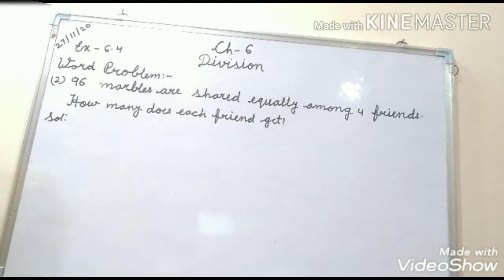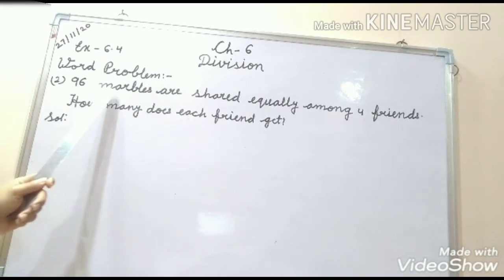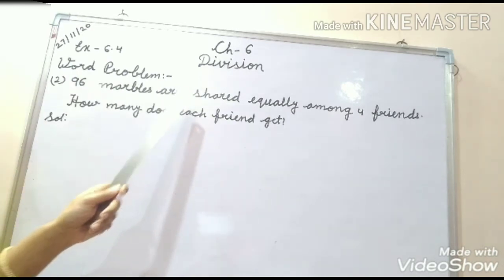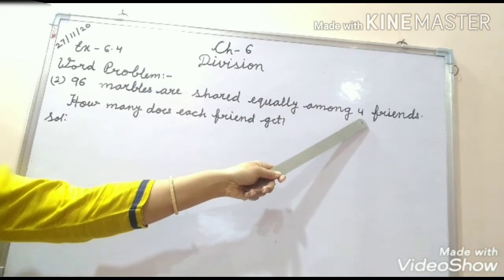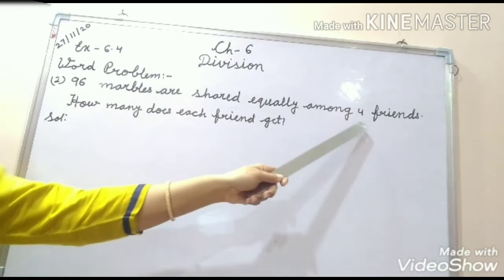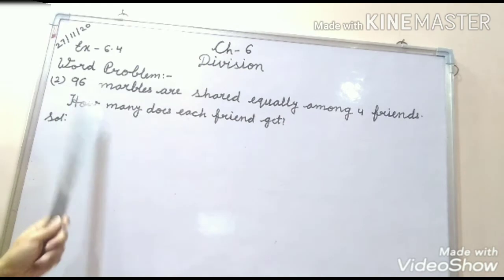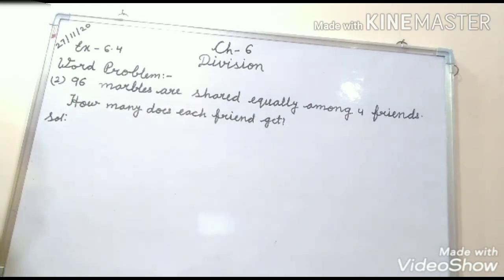What is the question here? The number of marbles is 96, and it will be distributed among how many friends? 4 friends. Clear? How many marbles are there? 96, and it will be divided among how many friends? 4 friends. So how many does each friend get? When we divide 96 marbles among 4 friends, how many marbles will one friend get? We have to find this out. Understood? Okay, after that we have to write the statements.